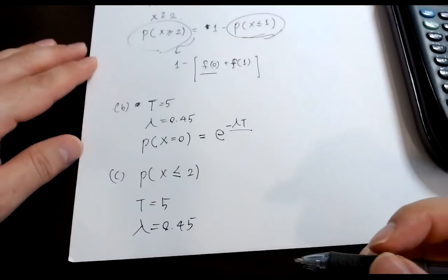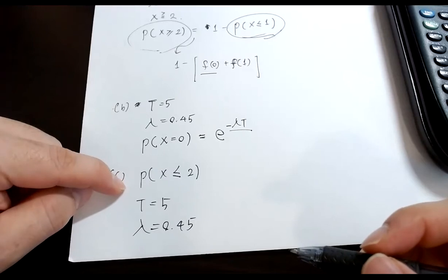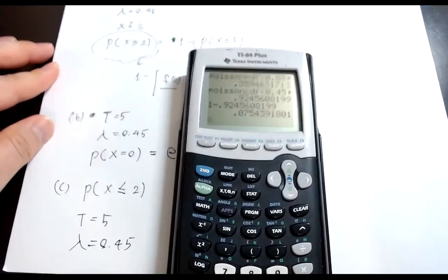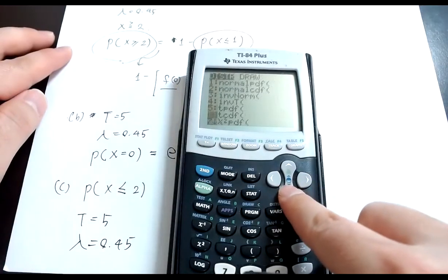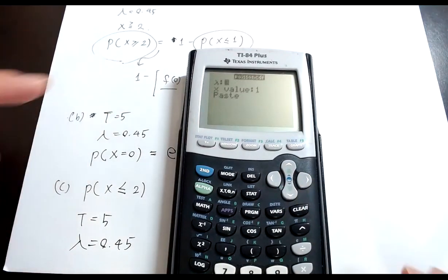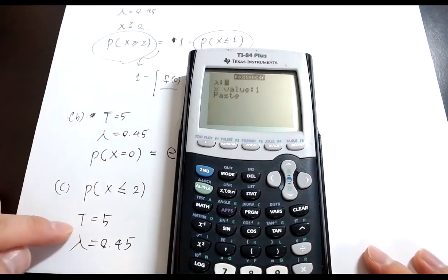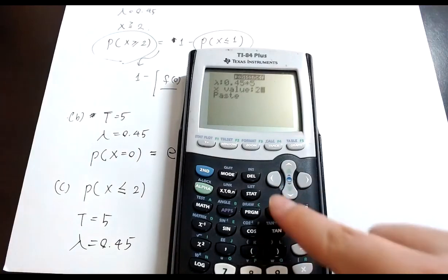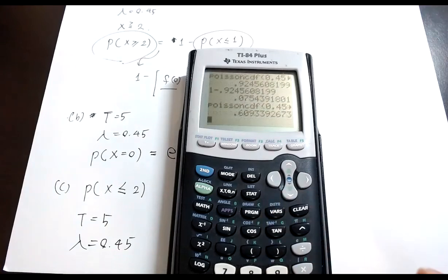Now let me use the Poisson CDF in the calculator. Keep in mind that lambda here is not 0.45, because t is 5. We need the average number of changes in 5 days, which is 0.45 times 5. The x value is 2. So we got 0.6093 approximately.